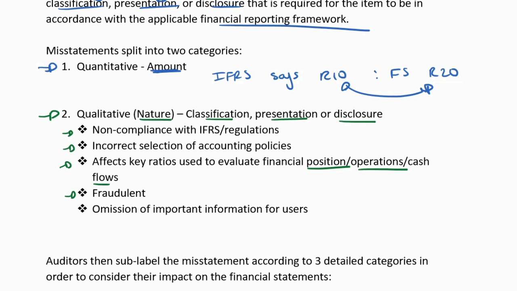And so guys, the important thing is that there will generally be an amount that gets associated with a qualitative misstatement.